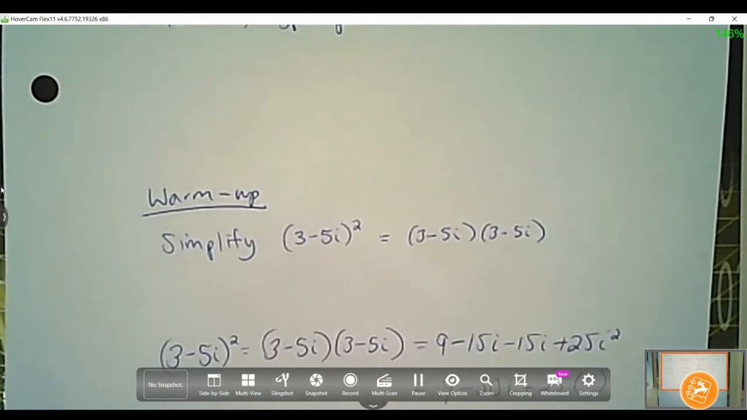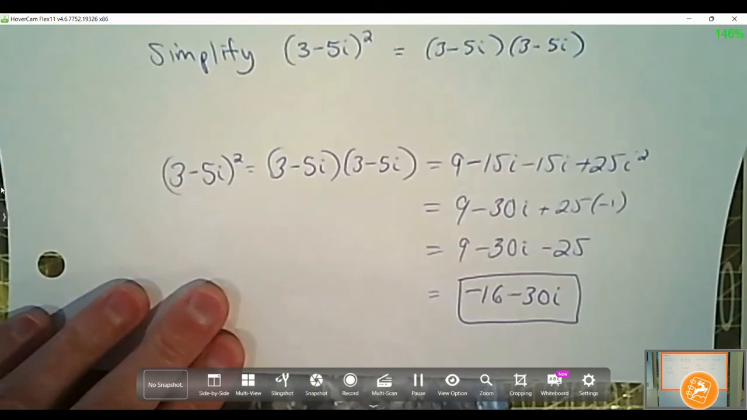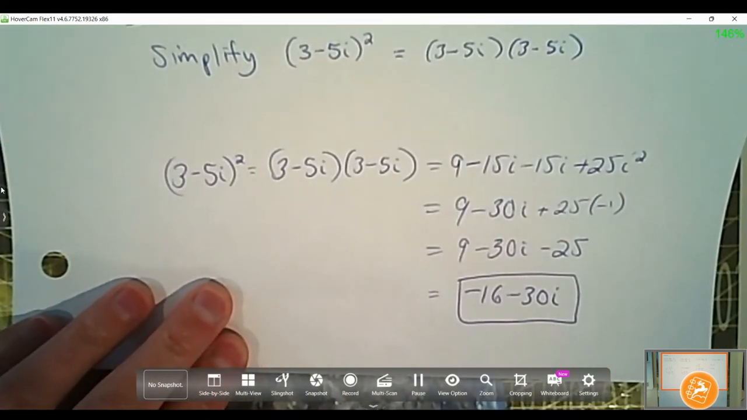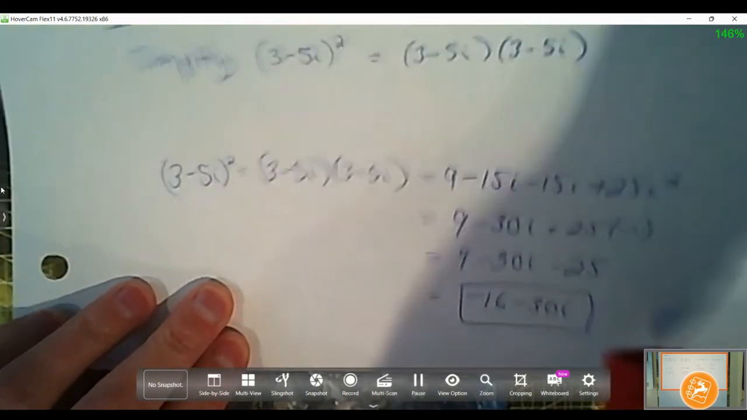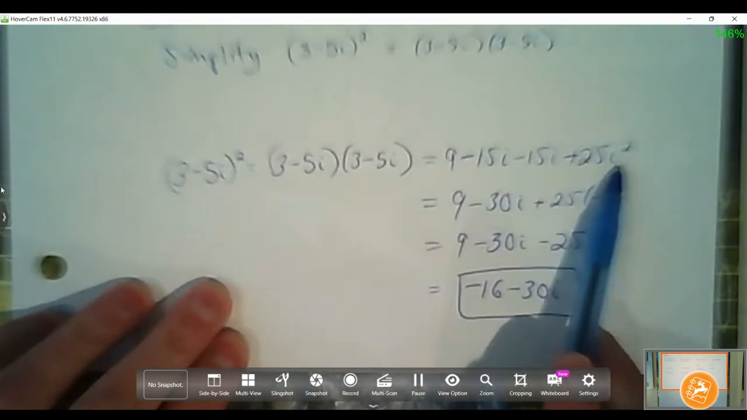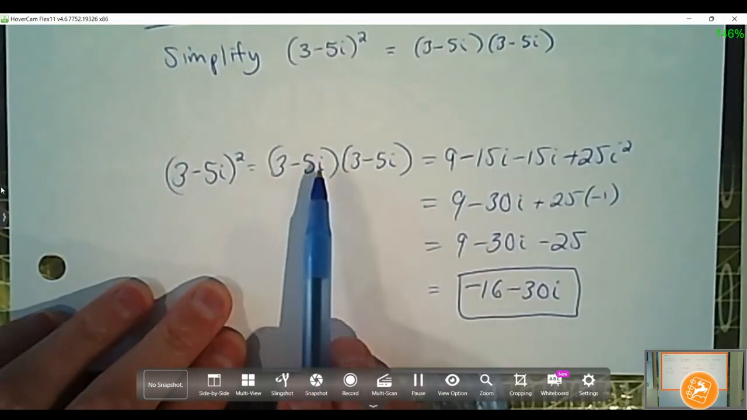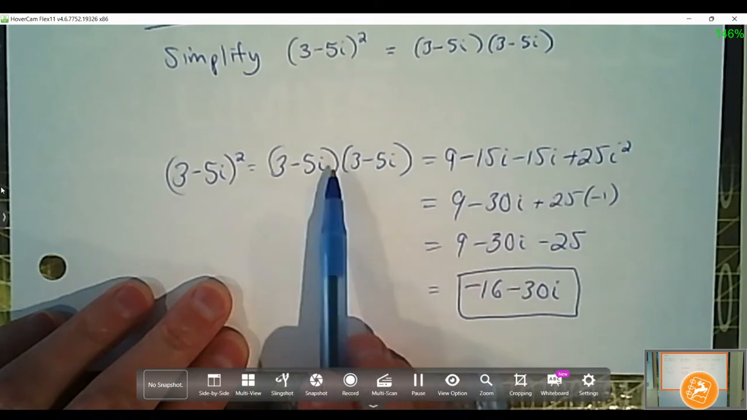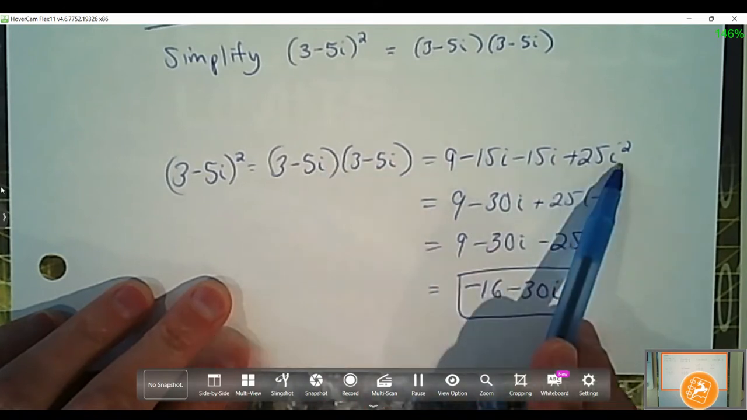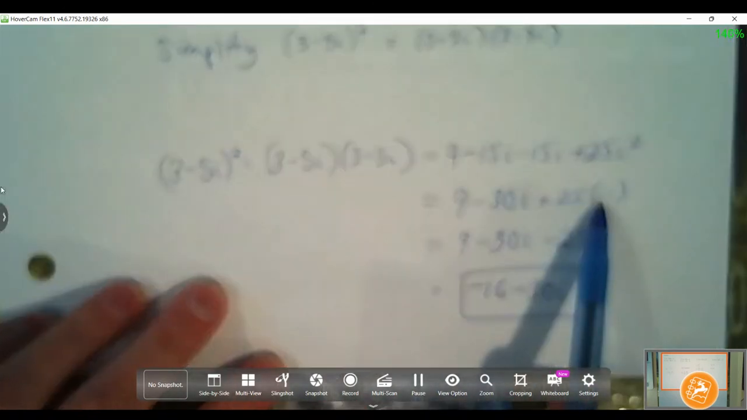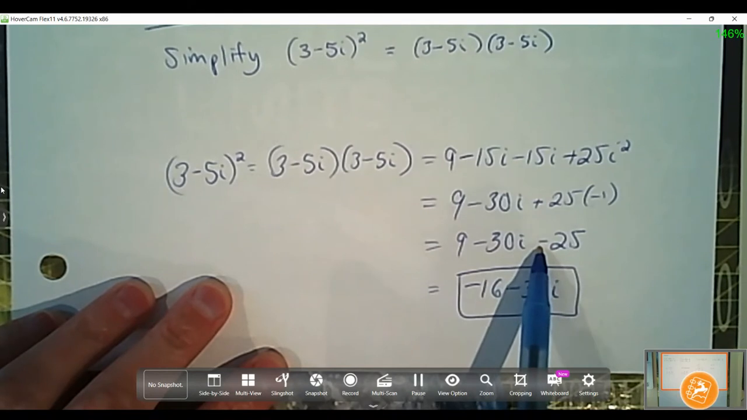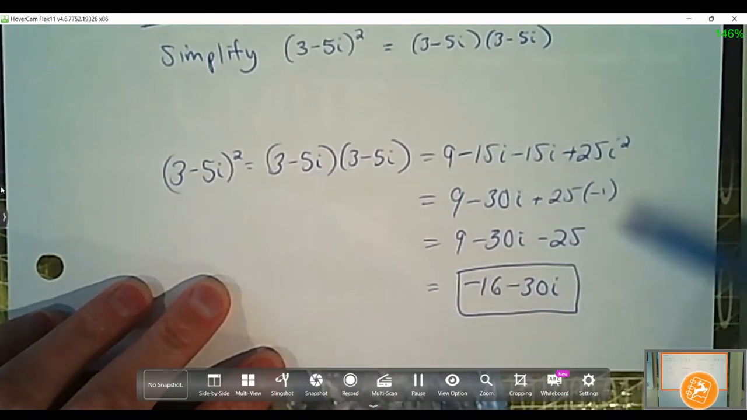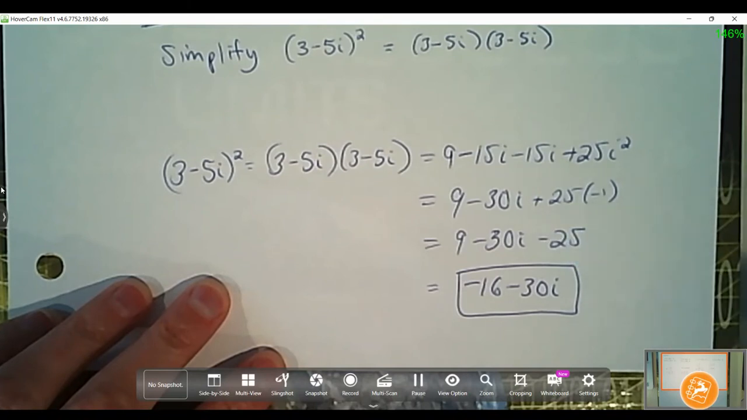All right, and hopefully for your answer, you got negative 16 minus 30i. Most common mistake on this is rushing the part with the 25i squared. When you do last times last, that's negative times a negative is a positive, 5 times 5 is 25, and i times i is i squared. Because i squared is -1, we will end up changing the sign. But a lot of people make mistakes right here, either putting a 5 instead of the 25 or ending up with the wrong sign there. So just be careful.